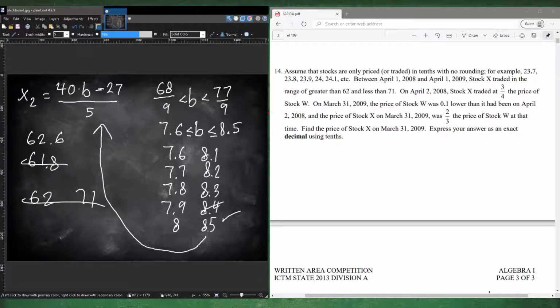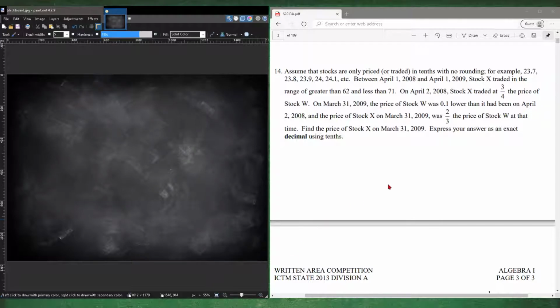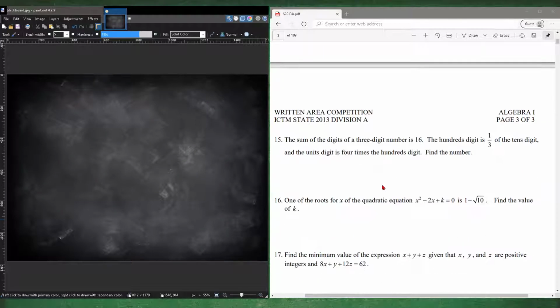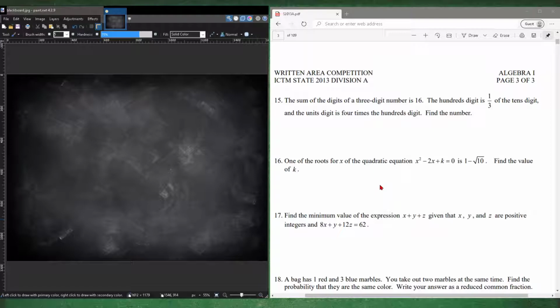So that tells us that this doesn't work. And since all the numbers are getting smaller, all these don't work also. So the only one that works is the 8.5, which gives us our x value of 62.6. So that is our answer for number 14. Number 14 is pretty long. I recommend you probably not try to solve it because it also takes a lot of logic to think through.